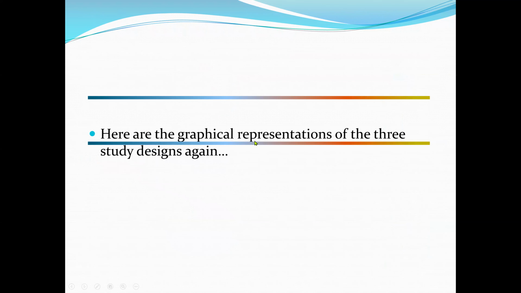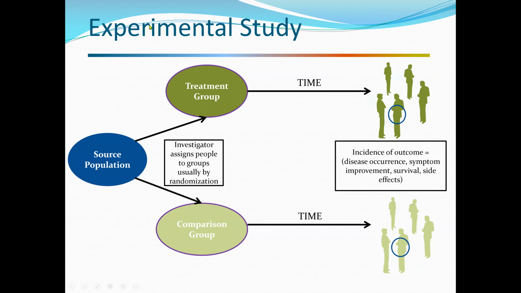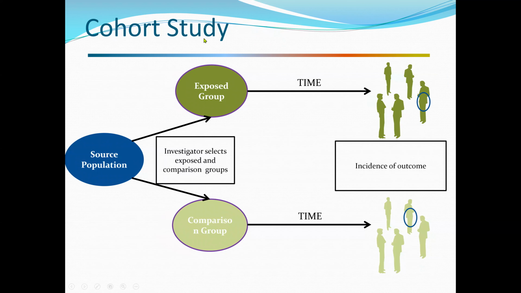So here is the graphical representation, again, of the three study designs. We have the experimental studies, with the source population. We select the treatment group and comparison group. Monitor them within some period of time and see what will be the incidence of outcome. Now with cohort, we have the source population, the exposed group, and comparison group. But again, cohort is based on observation. So the investigator selects exposed and comparison group, and we give whatever intervention or program and monitor.